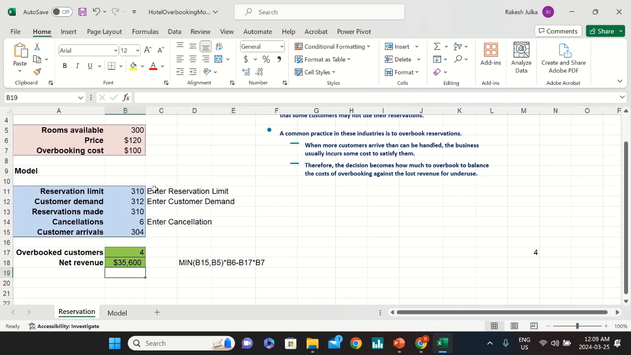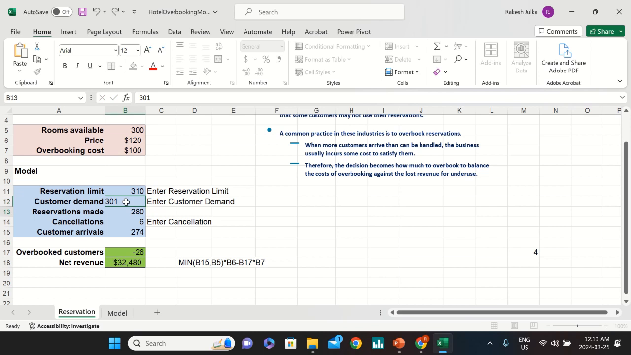In case the reservation limit is 310, and we have booked reservations made of 310 between these two, now if the demand is less, let's say the demand is 280, then the profit will go down. The overbooked customers will be minus 23, so it means no one has been overbooked in this case, so the revenue will be less.